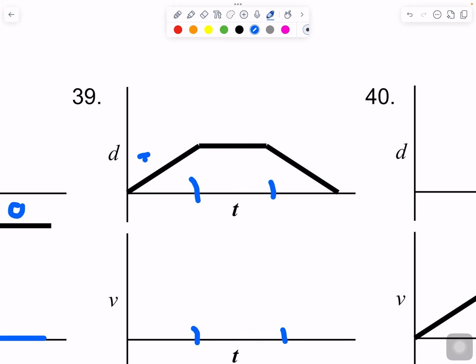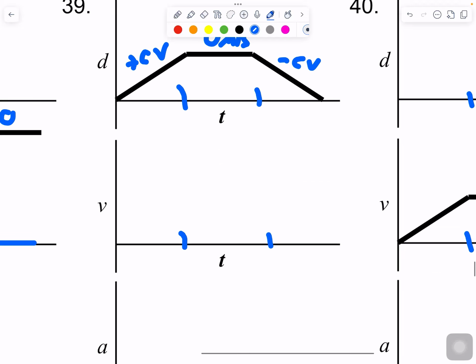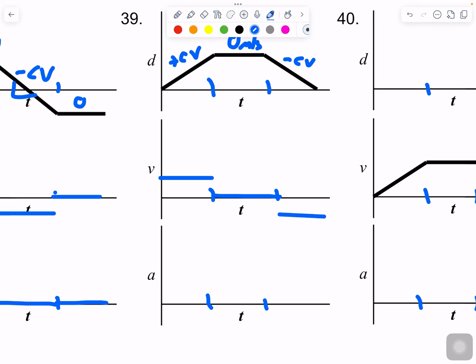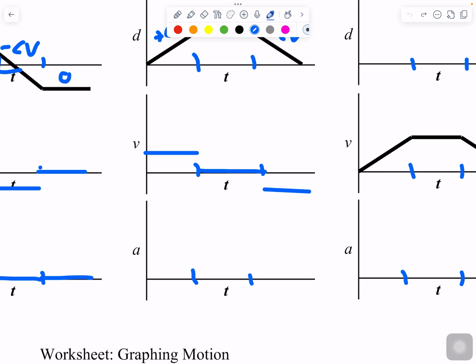Here, we're dealing with positive constant velocity, 0 meters per second, 0 velocity, and negative constant velocity. Would look like this. Positive constant, 0, negative constant velocity like that. Again, none of these is showing you a change in velocity, therefore it's 0 acceleration all the way across.